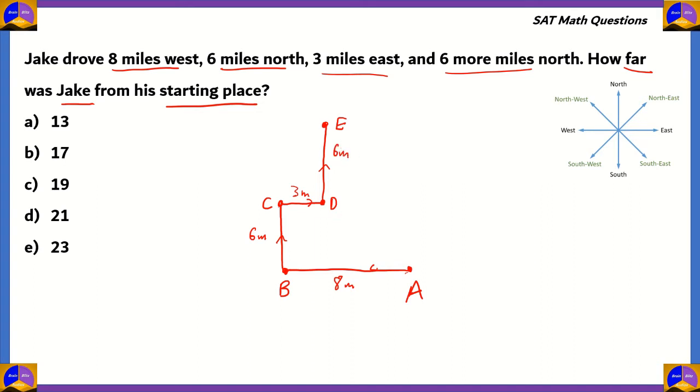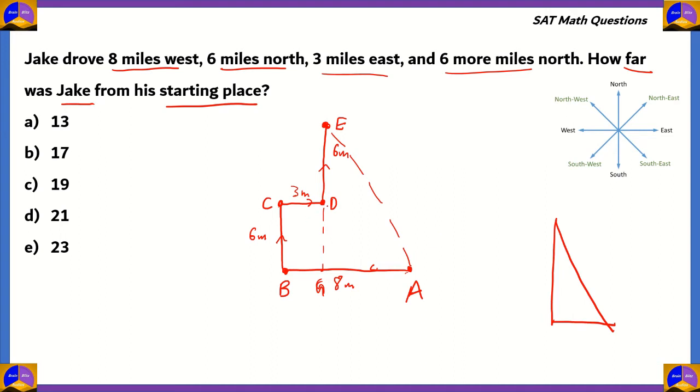So now we need to find out how far was Jake from his starting place. So Jake is currently at E, whereas he started from A. So a straight line connecting A and E would represent the distance traveled by Jake. Now, if we were to extend the line segment DE to a point which is on AB, then we will have made a triangle between A, the point on AB, which we can represent as G, as well as E. So let's draw that specific triangle here, and then we can start calculating distance.